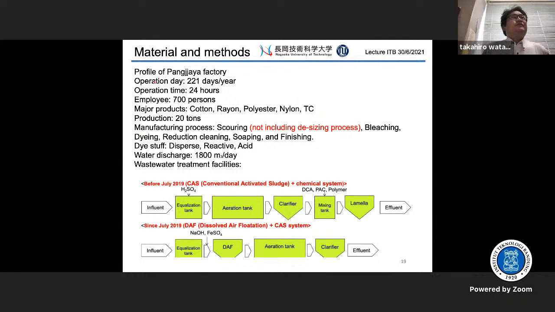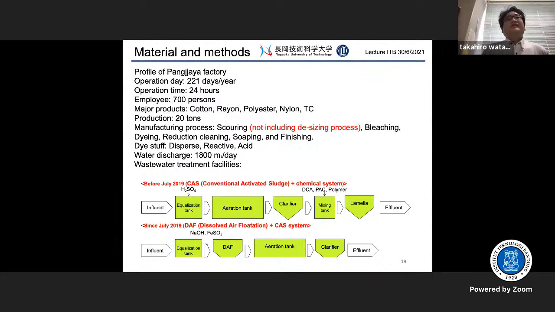So this is information about a textile factory where we applied this. The name is Pangejaya Factories. The factory operates 221 days per year, 24 hours a day, and employs 700 persons. The major products are cotton, rayon, polyester, nylon, and TC. The production is 220 tons, and the processing is sorting and bleaching, dyeing, reduction cleaning, soaping, and finishing.